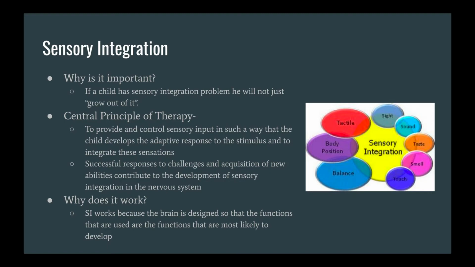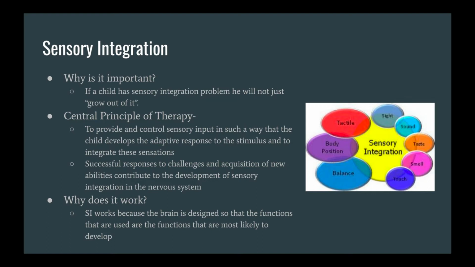So some of the central principles of therapy for sensory integration are to provide controlled sensory input in such a way that the child develops an adaptive response to the stimulus and to integrate these sensations. So this would be if a child does not enjoy putting their hand in wet paint or having their hand wet, it's building up their response to that stimulus in a way that they're not getting overly upset about it, but it's also kind of like a build up to the response. But once they integrate that pathway and that knowledge of that stimulus, then they've integrated it and they're going to understand it and they're going to be able to react appropriately to it.